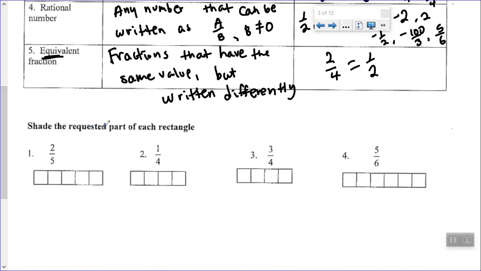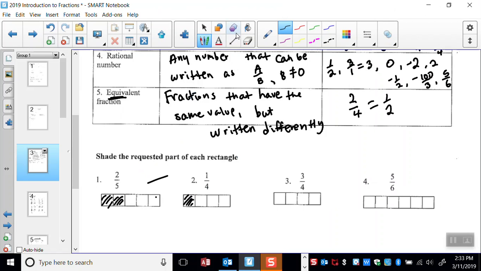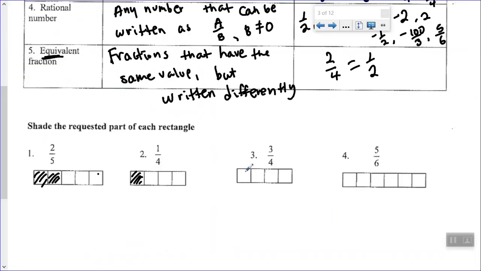So let's shade the requested part of each rectangle. 2/5: you have 5 pieces, you shade 2 pieces. This represents 2/5. 1/4, you shade 1 piece. And I'm sorry, I'm just gonna erase this part. And if you have 3/4, it means you shade 3 pieces out of 4 pieces. 5/6, you shade 1, 2, 3, 4, 5 pieces out of 6 pieces.